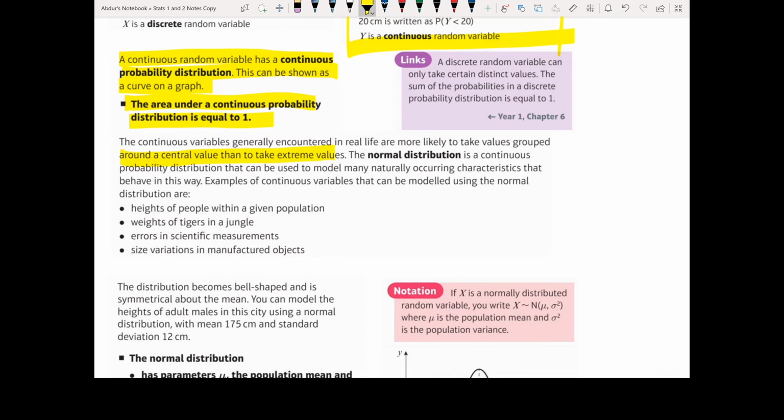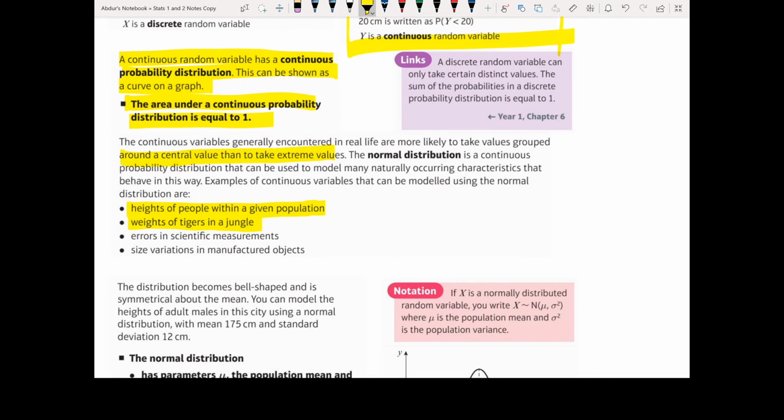A majority of the heights of people within a given population will lie in the central mean location. Weights of tigers in a jungle, the majority of them, or the mean or the mode, tend to lie near a middle value, and the higher weights and lower weights tend to tail off. There'll be fewer of those happening.